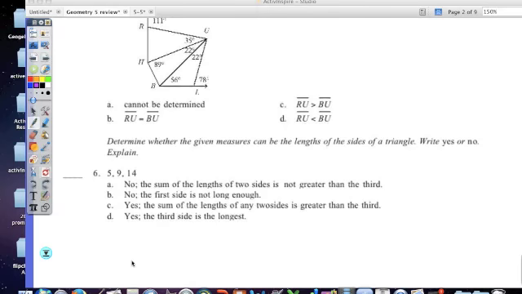Determine whether the given measures can be lengths of the sides of a triangle. Write yes or no. Explain. Number 6. 5, 9, 14. A. No, the sum of the lengths of two sides is not greater than the third. Great job.